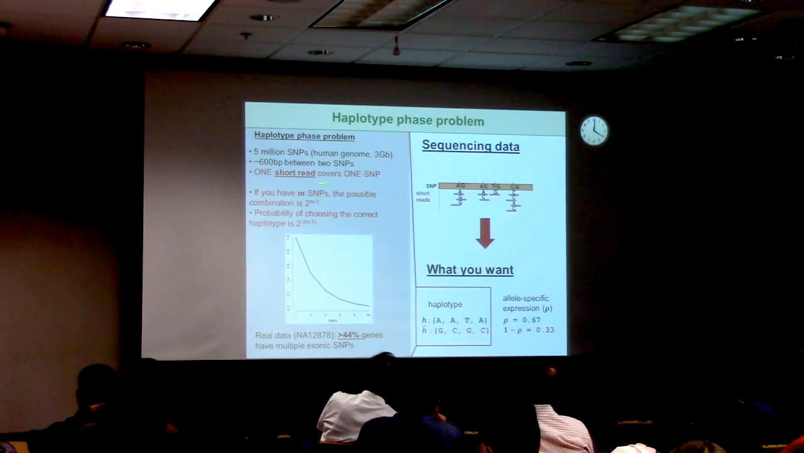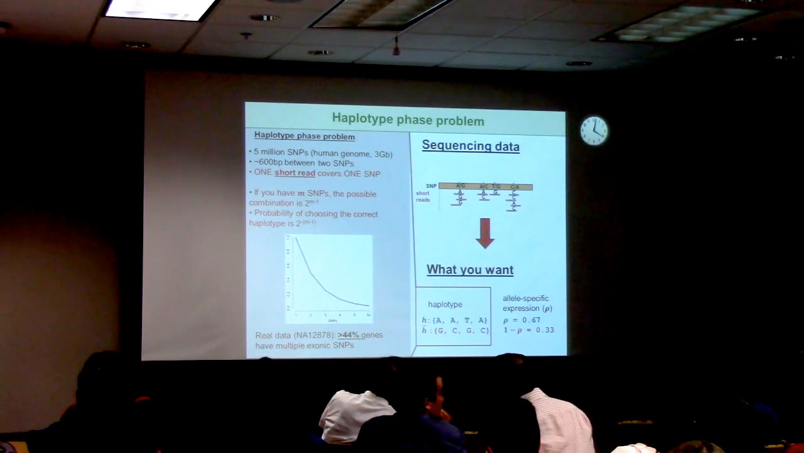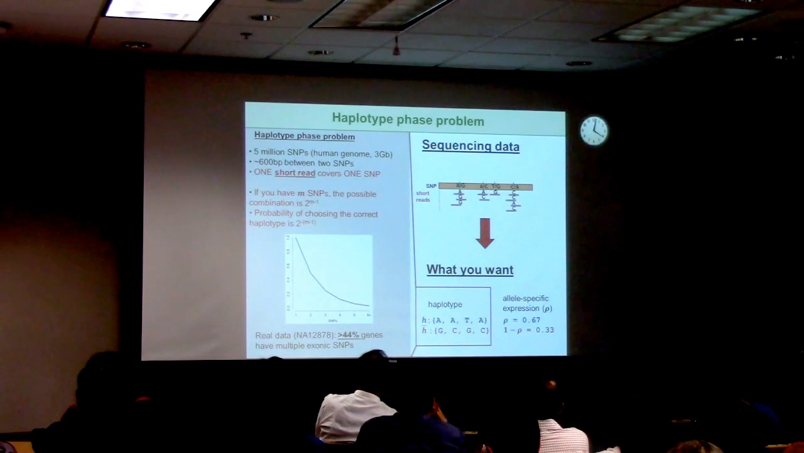Because a short read is too short. It's just about 100 base pairs, 200 base pairs, 300 base pairs. However, on average, the distance between two SNPs is about a few hundred base pairs or up to a few thousand base pairs. So with a single shot, we can only cover a single SNP.